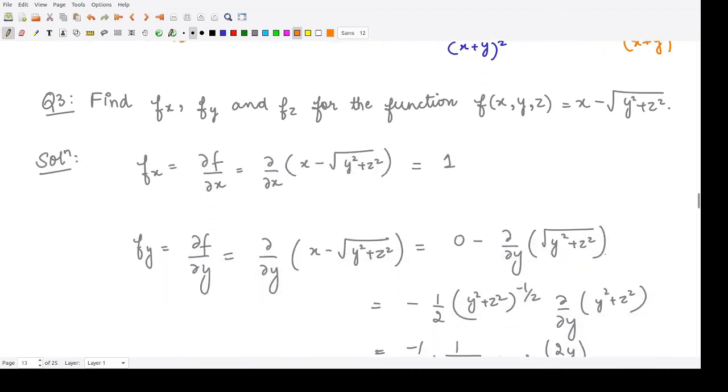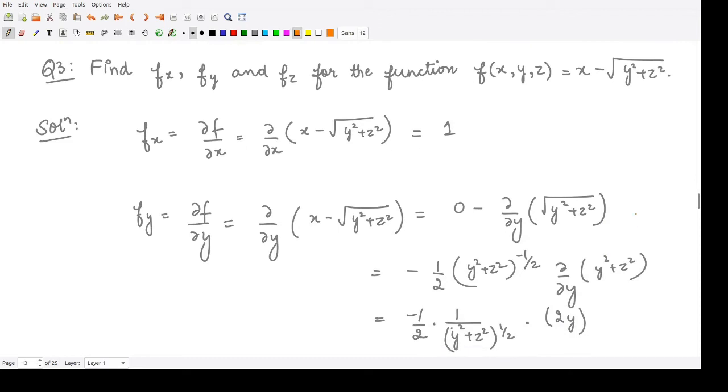Next let us look at the third example, third question. The question is, the function is given to be this one, x minus square root of y square plus z square.